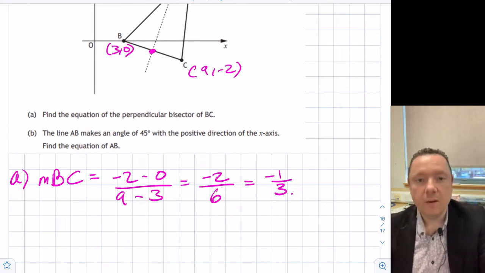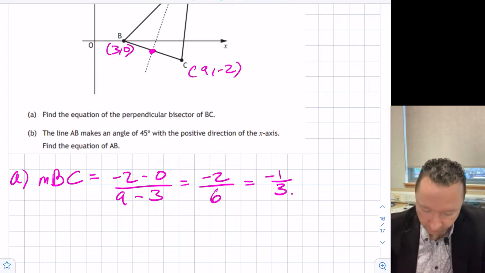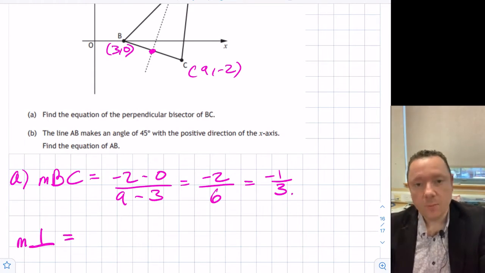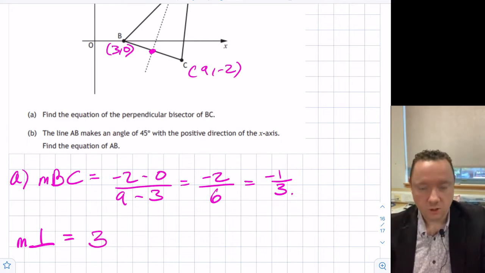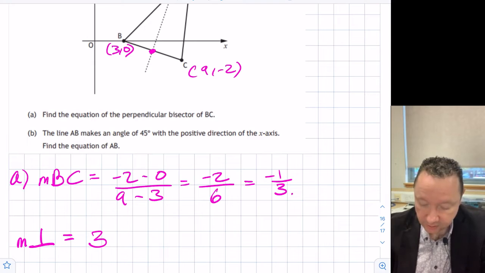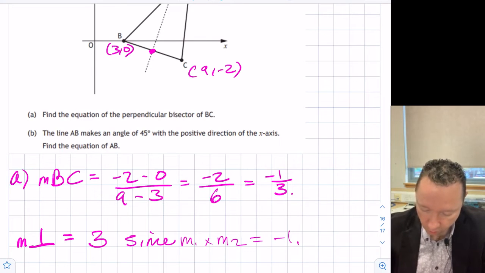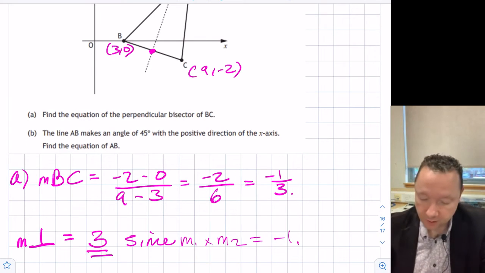So then we can immediately remember, say, that the gradient of the perpendicular equals negative reciprocal. So I take the 3 up and then put a minus in front, but it's already got a minus, so it's just 3. And we need to say since m1 times m2 equals minus 1. So we've got our gradient. We now need the midpoint.